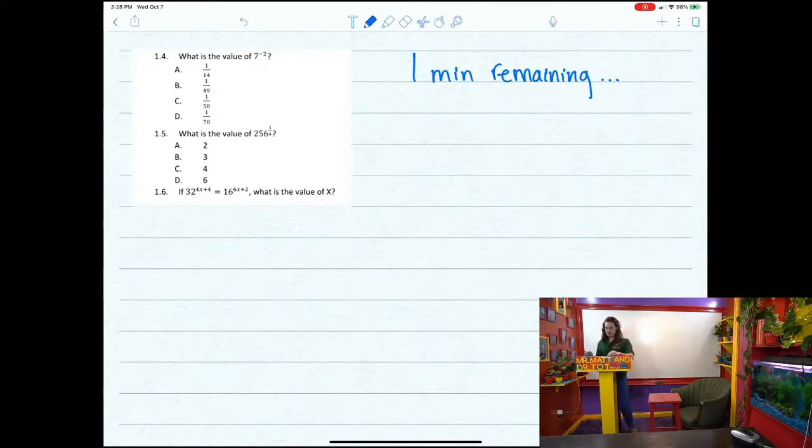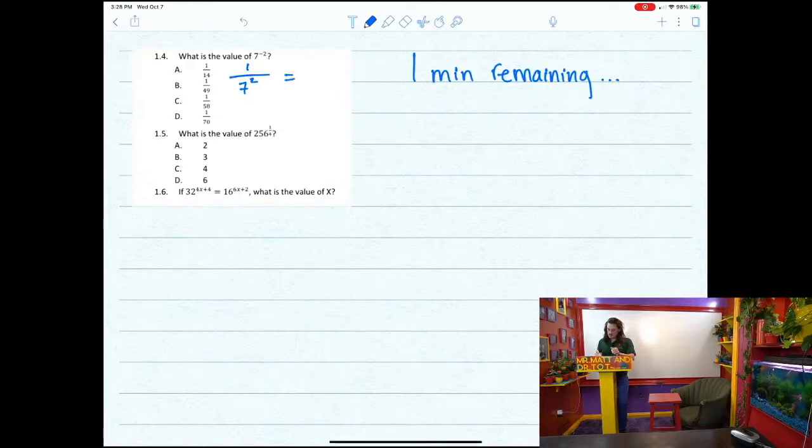Okay, so number 4 says, what is the value of 7 to the negative 2 power? So we know that that would be an equivalent expression to 1 over 7 to the positive power of 2. So 1 over 7 squared, and you can evaluate that.